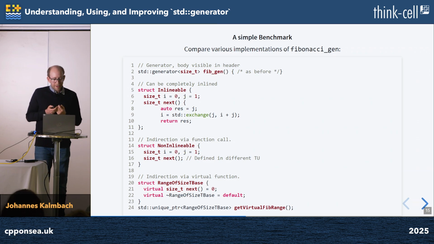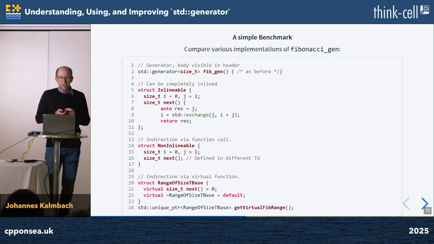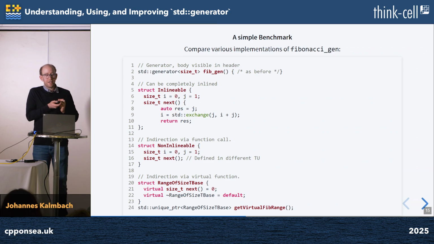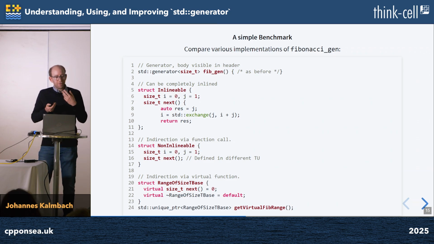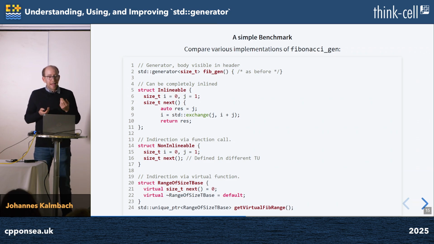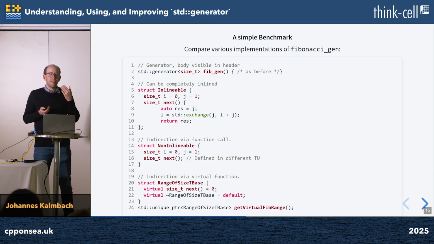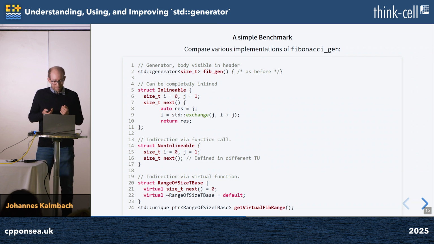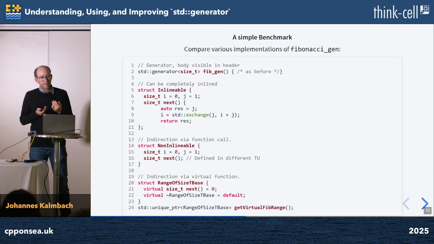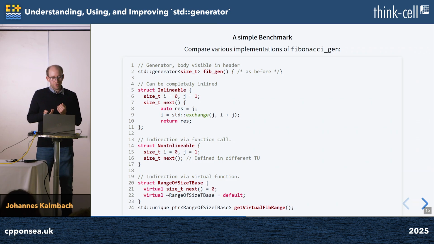To compare it, I have used as the generator here in line 2 what we have seen on a previous slide. Then in line 5, this is a struct that has a function next that gives you the next Fibonacci number. I called it inlineable because it's completely defined in the header. The compilers can see through it and can optimize it perfectly. In line 14, I have the same thing, but I've hidden the next function in a CPP file implementation, which the compiler couldn't see.